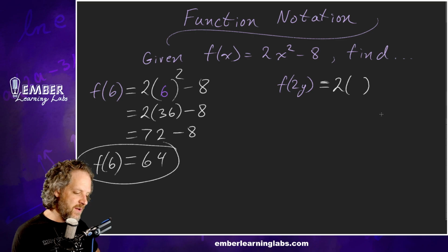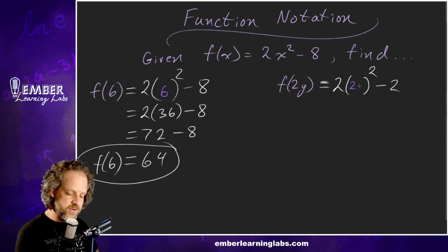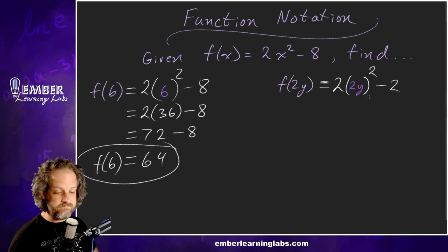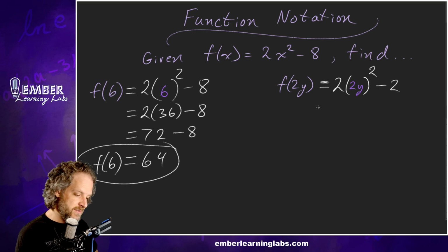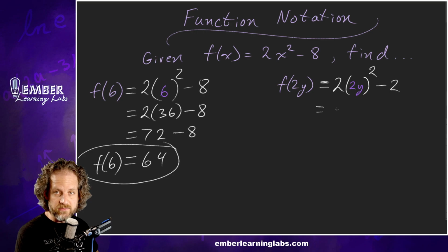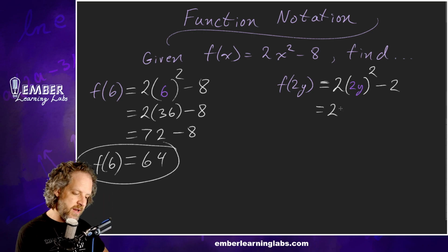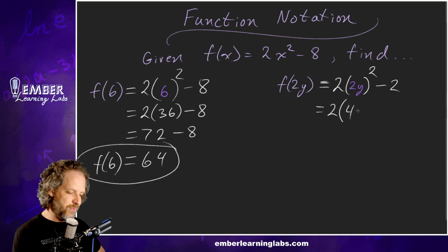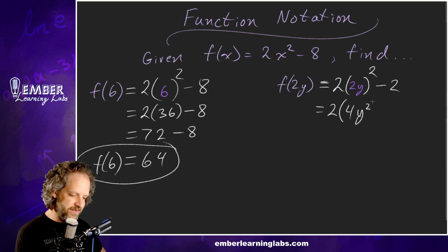So we're going to start out the same way. We're going to rewrite this with parentheses where the variable is. And then we're going to plug this whole thing in for the variable. So we're going to put a 2y right there. So now what are we going to do? Well, we're going to do 2y squared. So what's 2 squared? 4. So we're going to bring down 2 times 4. What's y squared? y squared. Wow. Easy peasy. And then bring down minus 2.